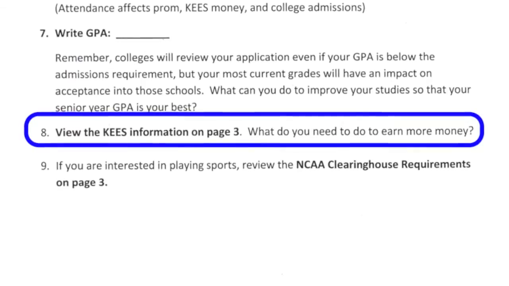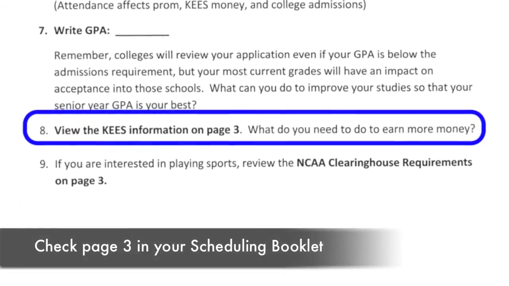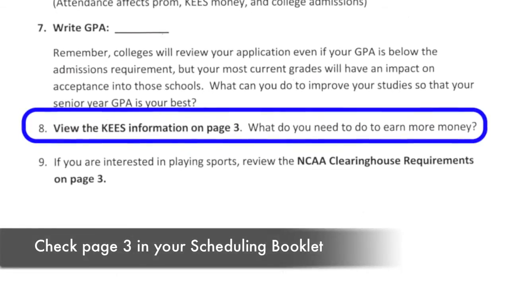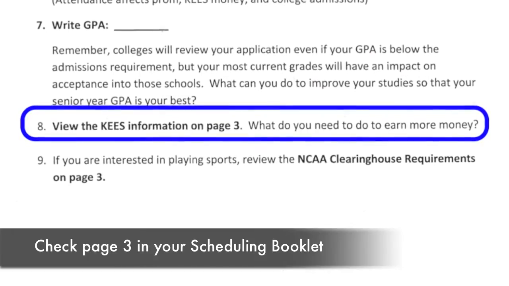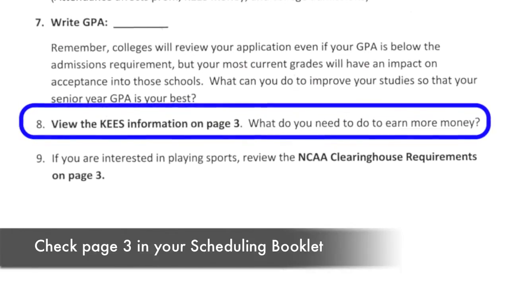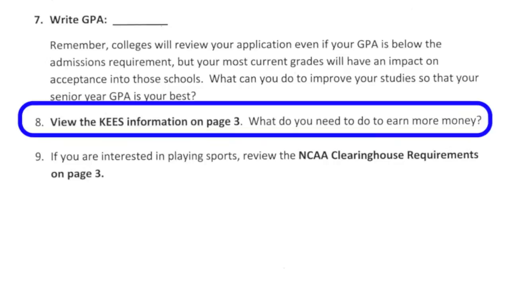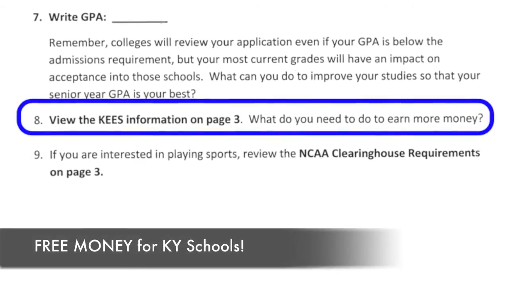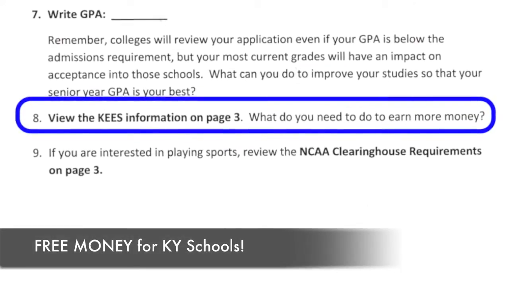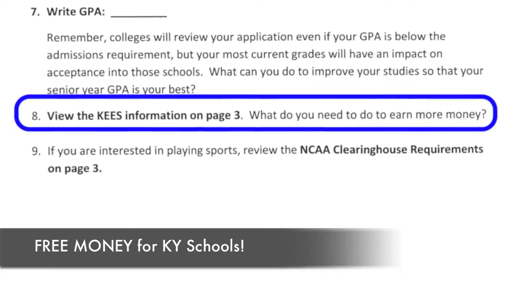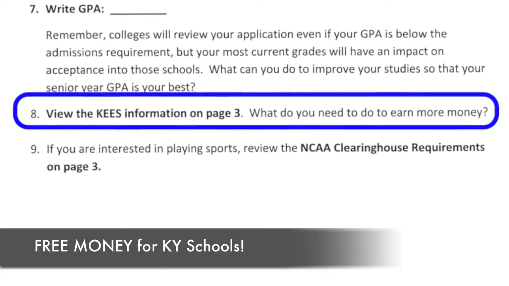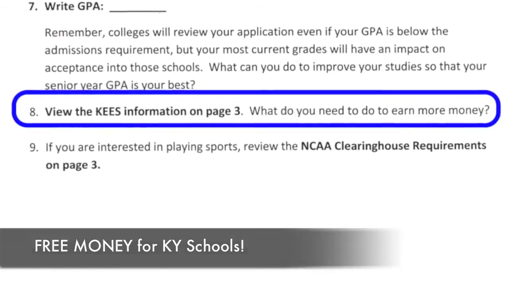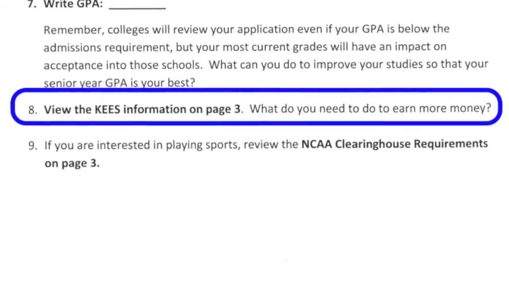Number 8, view the keys information on page 3. In your scheduling booklet on page 3, it has an entire chart on keys money. Keys money is free money that you get in order to go to college within the state of Kentucky. You get money based upon your GPA, your attendance, and your ACT score. Teachers, if you can please press pause at this time so you can review that information with your students.